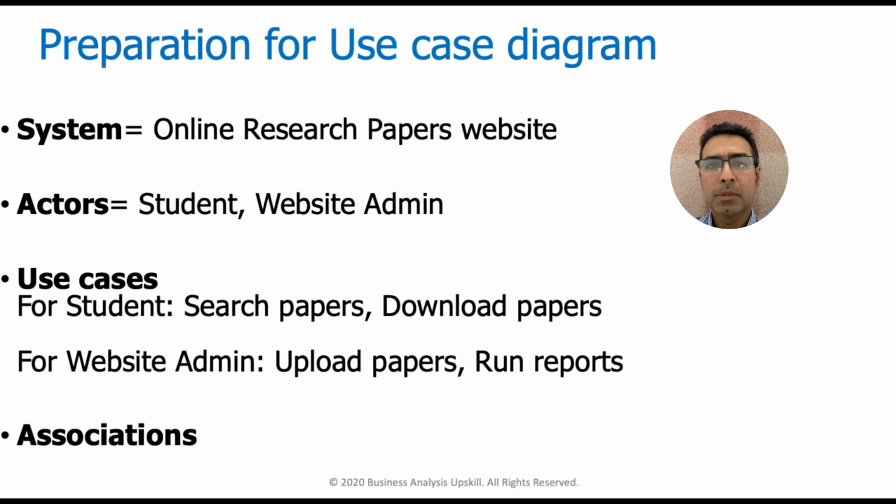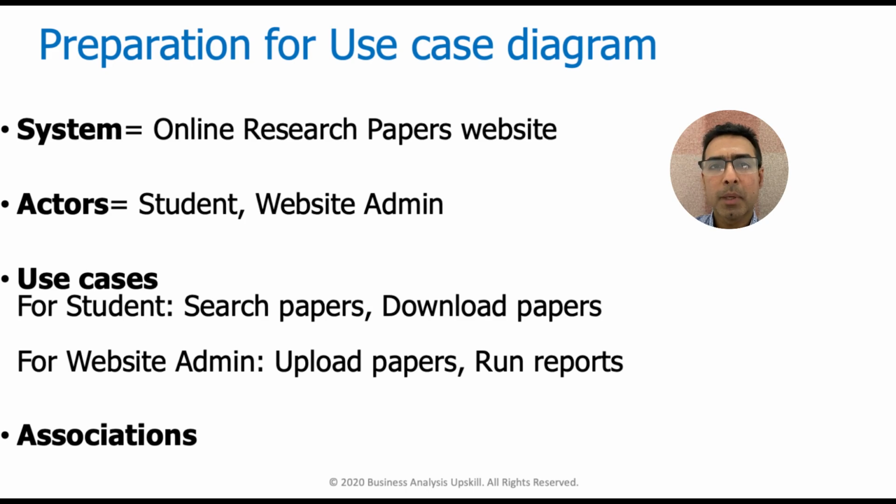The other key user for the website would be a website admin, for example, so that the website admin can use the website and upload new papers on it, or even run reports to see how the stats are going, how many people are using the website, how many downloads are being done, is the website running in a healthy fashion or not, and so on and so forth. So we have clearly identified 2 actors, a student and a website admin.